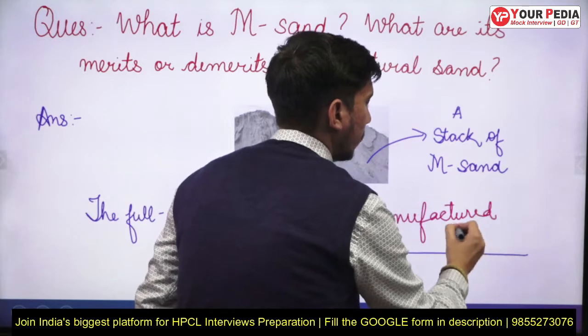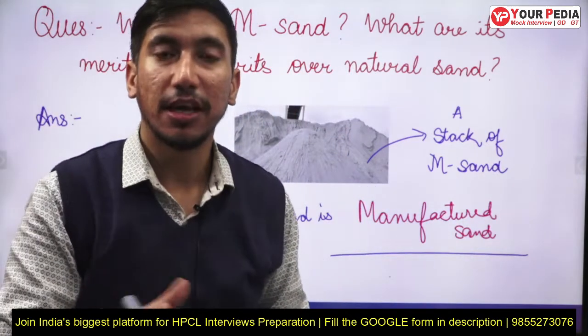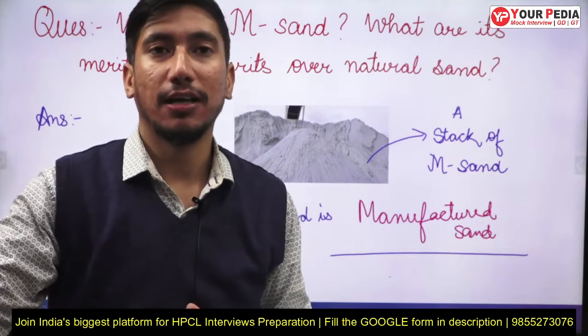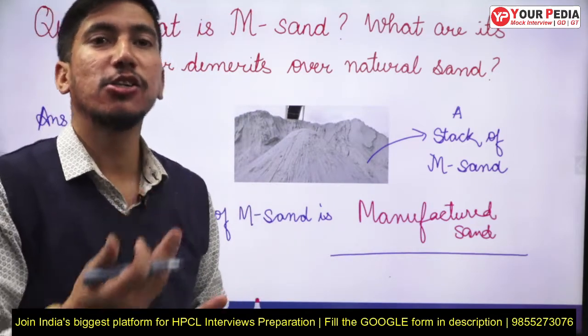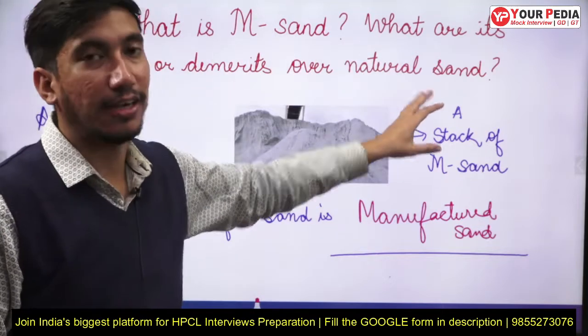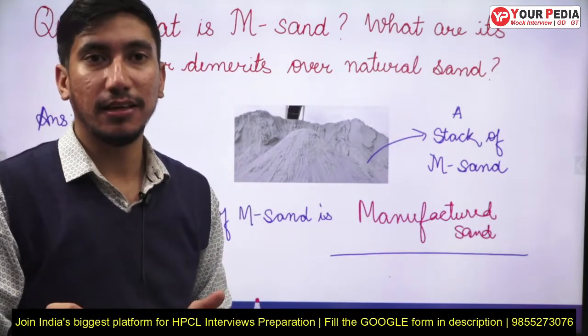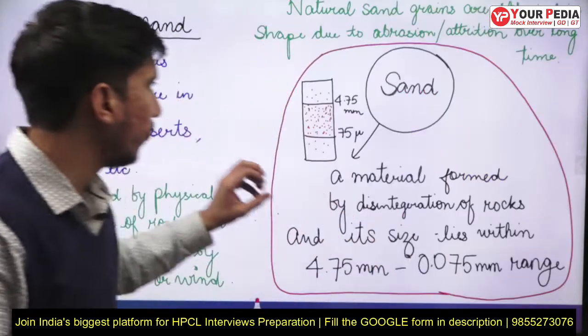This sand is prepared either in plants or factories through mechanical means. It's not present naturally at certain places. It is produced artificially. That's why it is called manufactured sand. This is the difference between manufactured sand and natural sand. We will discuss this in more detail in later slides. So let's just move on.